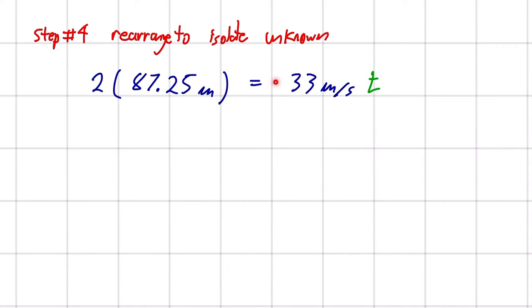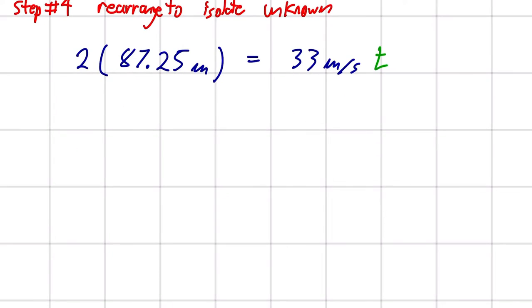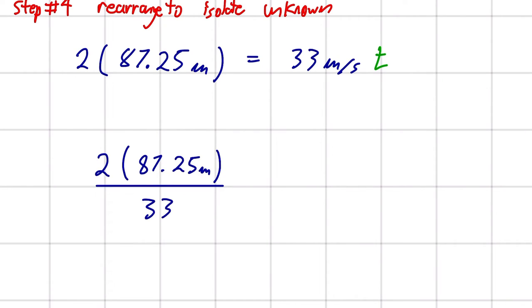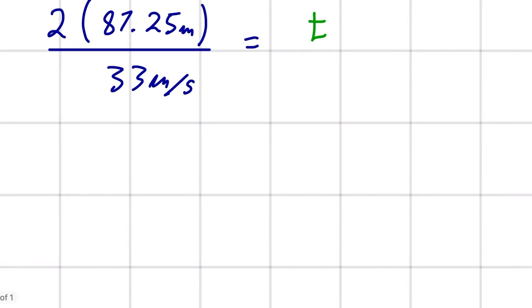So since it's a multiplication here, it's going to be a division on the other side. So let's write that out. Do this clearly so you guys can follow along. I'm showing every single step here. I'm going to be dividing by 33 meters per second, and that will be equal to time. So look at that. Now we have our time isolated. Now all we have to do is plug this into our calculator, and we will have a value for time, which is exactly what we need.